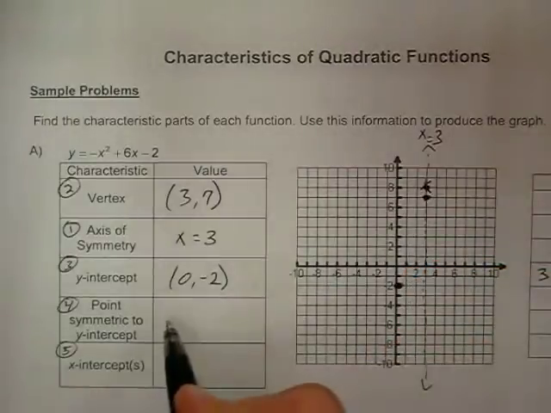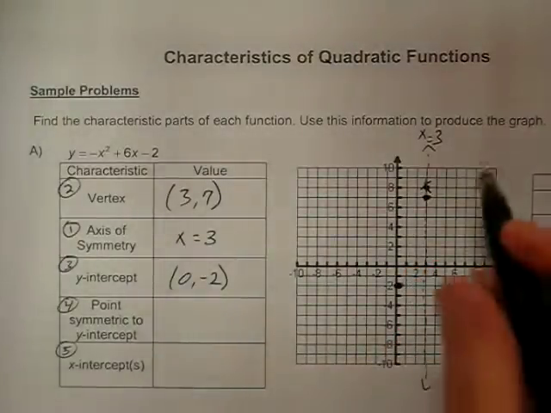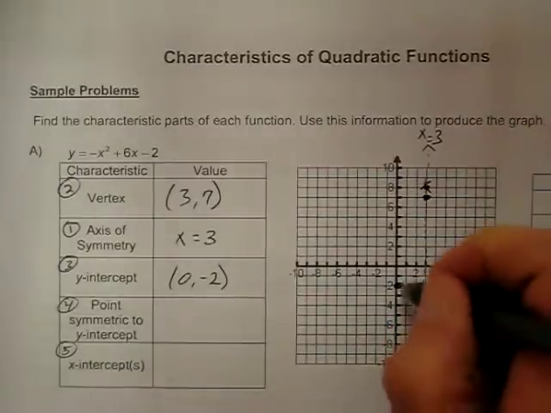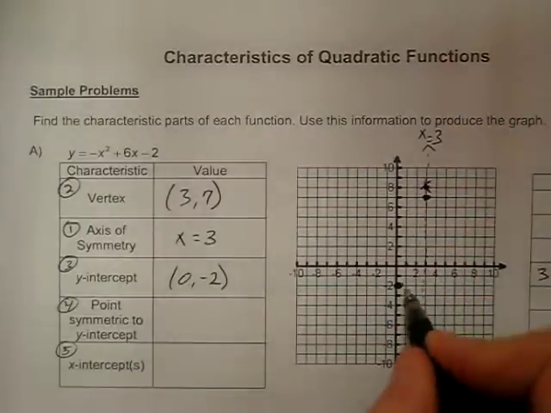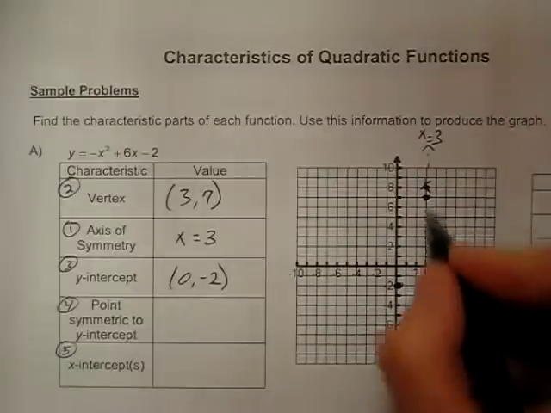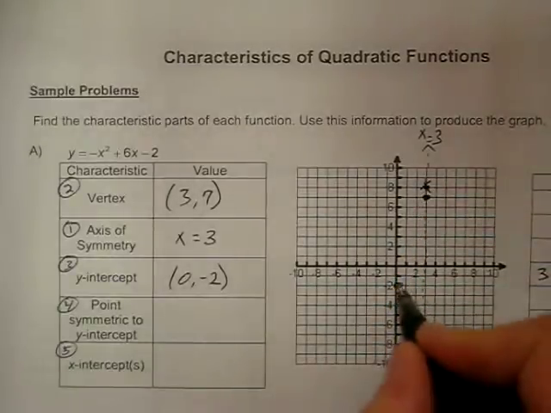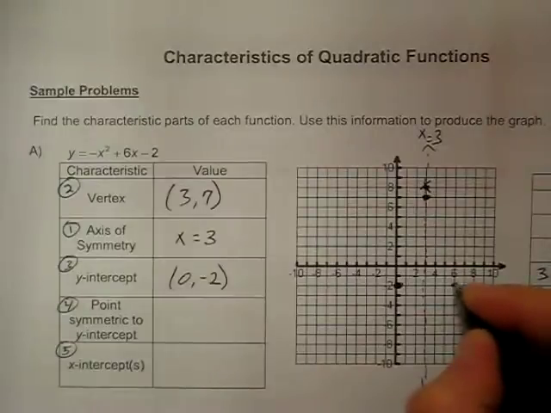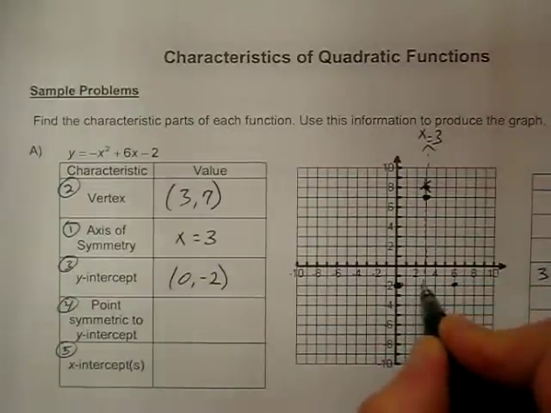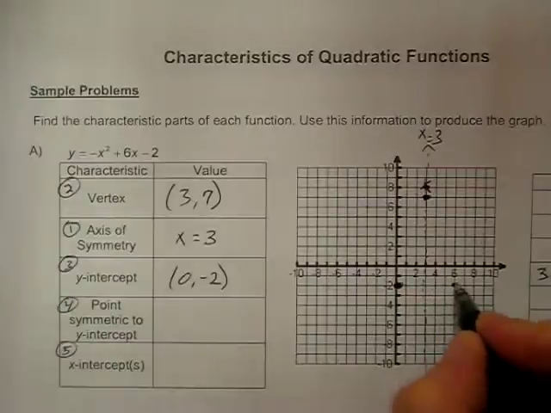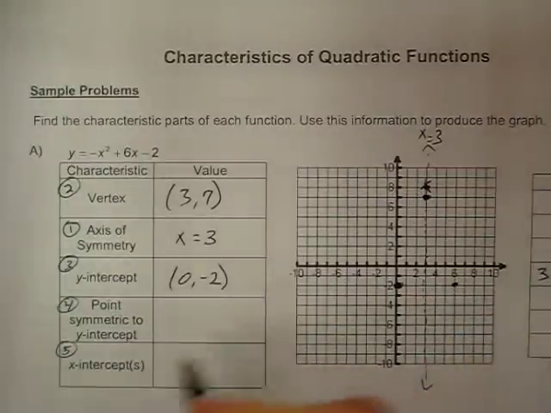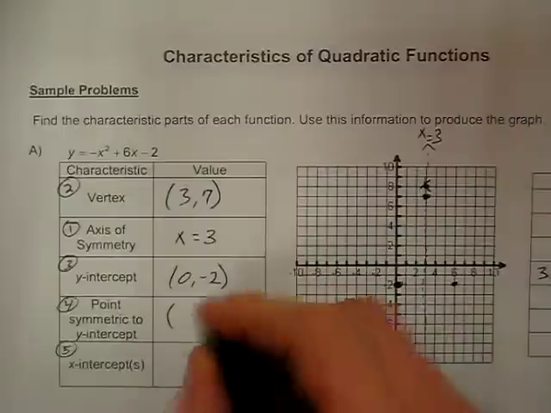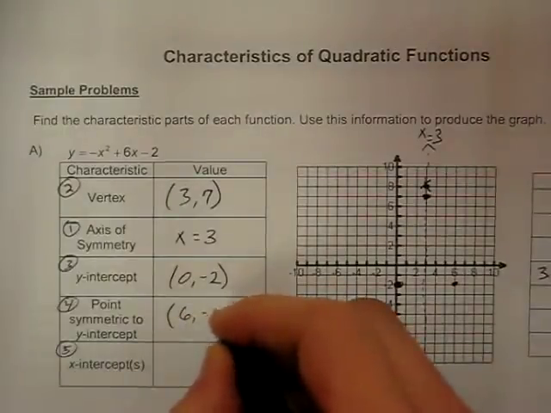Now, to find this part right here, you don't need your calculator. You just look and you say, okay, well this point at 0, negative 2, this y-intercept, is 3 units away from my axis of symmetry. So I have another point. 1, 2, 3. 3 units on the other side. It's the exact same thing. Okay? So that point is 6, negative 2.